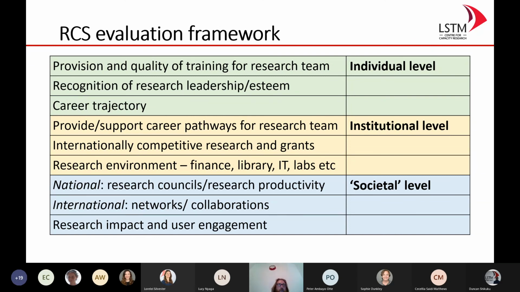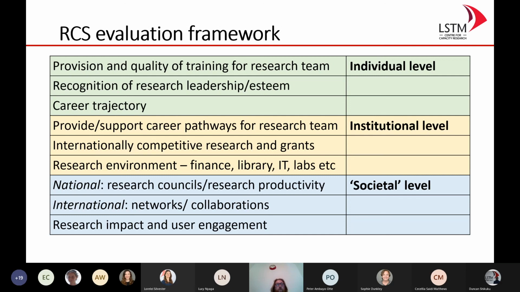At the individual level, it is around the provision and quality of training for your research team. Emphasis there on team, not just researchers, but support workers as well. Recognition of research leadership and esteem, career trajectory. So indicators that measure these things are perhaps particularly valued. At the institutional level, domains around providing or supporting career pathways for your research team, about having internationally competitive research and grants, and a strong research environment: finance, library, IT, labs, etc.